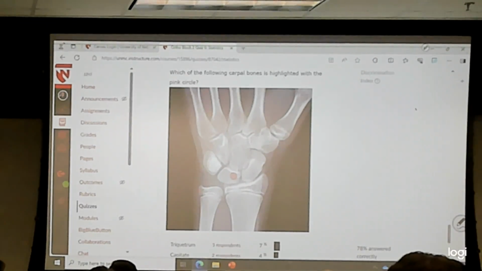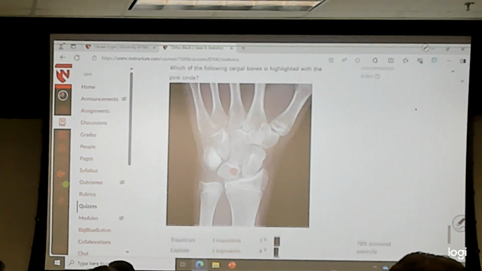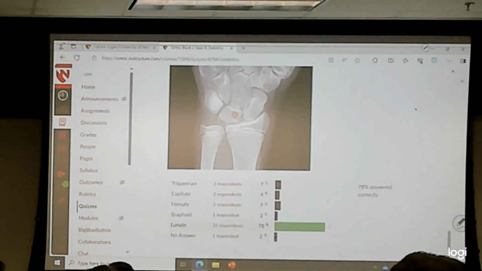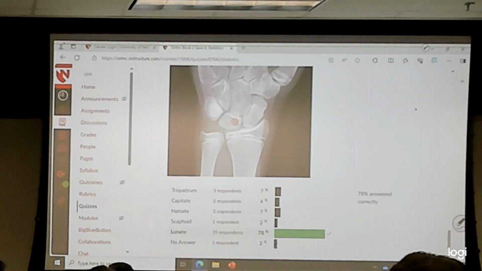Okay, which carpal bone is the one with the pink circle? So a circle of unknown color if you're colorblind. So that is the lunate. Good job. Okay, in terms of the others, this is scaphoid here. This is capitate. The thumbs are the traps. And then we've got hamate and pisiform and triquetrum on those three. They're overlapped.